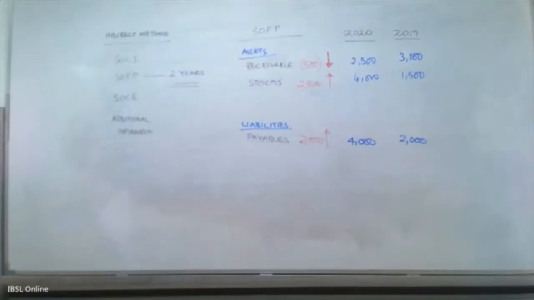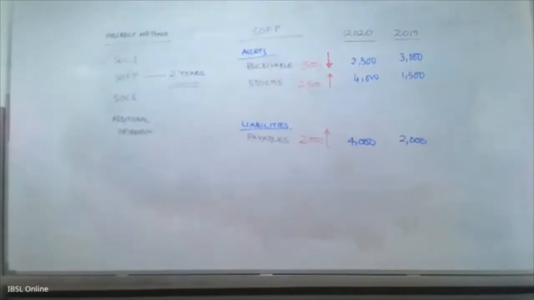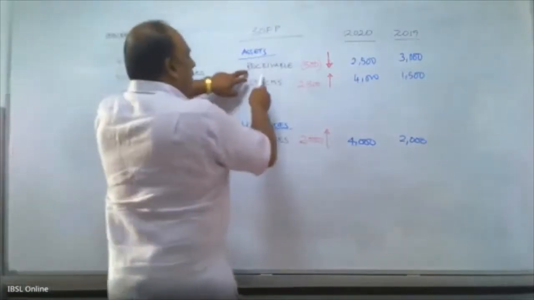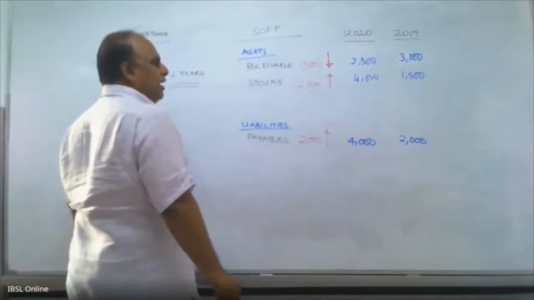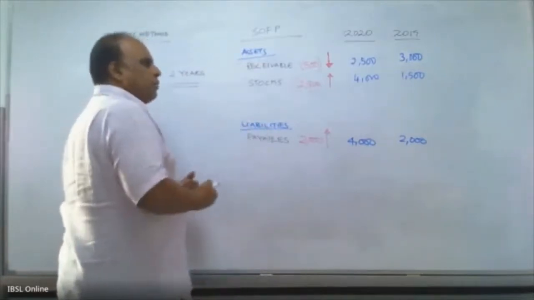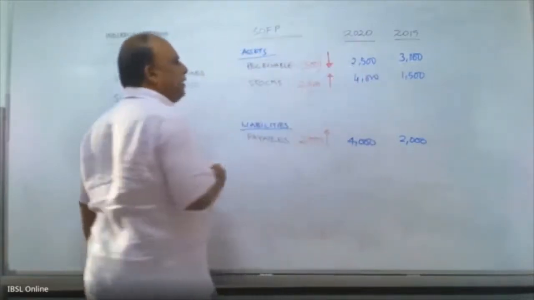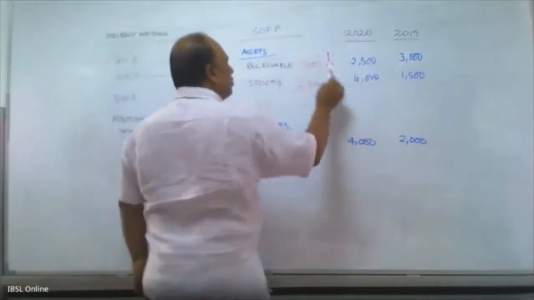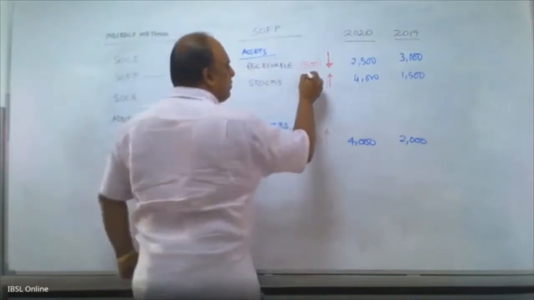What is the corresponding impact on cash? Inflow. Cash inflow. Very good. Why? Last year, there were debtors who were supposed to pay me 3 million. They were supposed to pay, which means I am supposed to receive cash. There were 3 million. Now it has come down to 2.5 million, which means during the year 2020, what has happened? I have received cash.